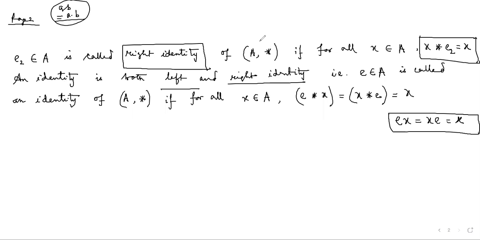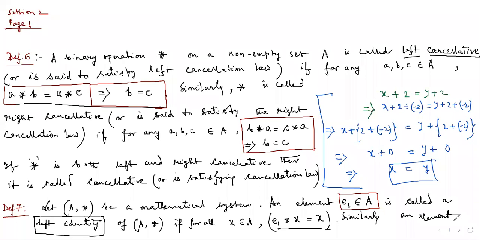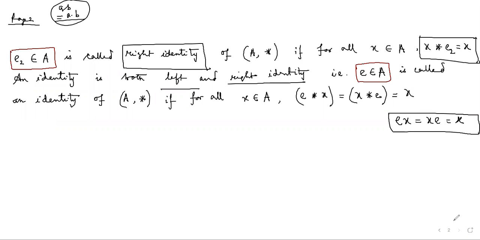And also be careful about this term. When I am writing E2 belonging to A, E belonging to A, and E1 belonging to A, because you cannot say that 0 is the identity of the natural number set, because 0 is not present in the set of natural numbers. You can say that 0 is the identity of the set of positive integers, but you cannot say 0 is the identity of the set of natural numbers. Because of these things, the identity element, left or right or both, must be an element of the set under consideration. That is the fundamental requirement. Okay, so be very careful about this.